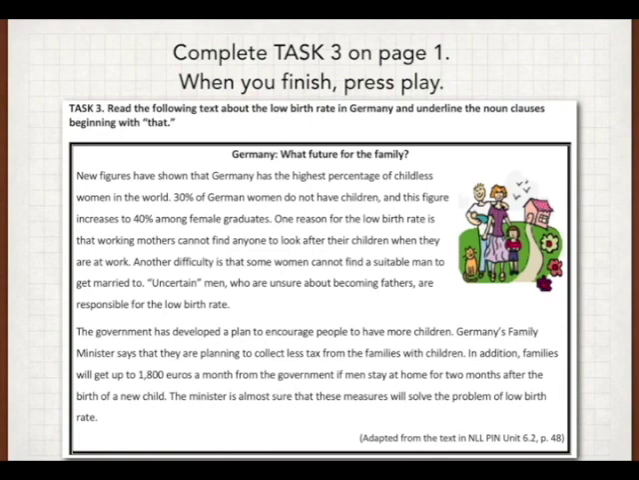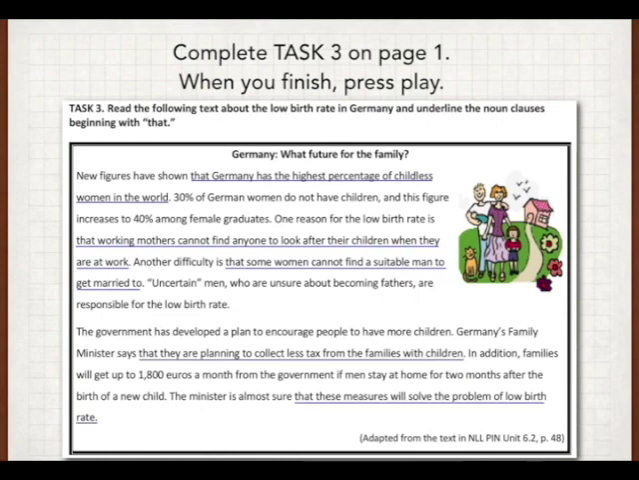Now stop the video, read the text, do task 3. When you finish, you can press play. Okay, let's have a look together. In this text, there are 5 noun clauses. 1, 2, 3, 4, 5. Now, what is interesting about these noun clauses? Let's look at the first one. The verb before the noun clause is have shown. So new figures is the subject, have shown is the verb, and the next is the object, which is the noun clause.